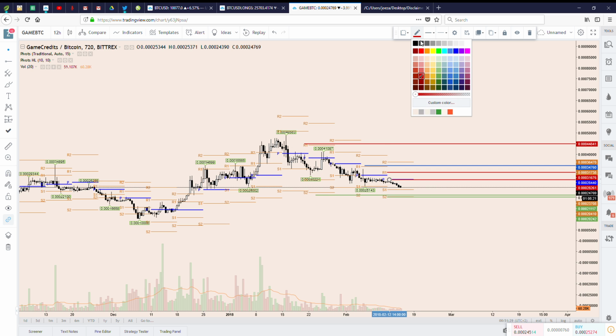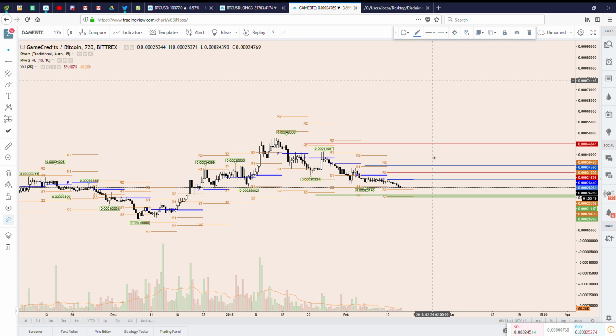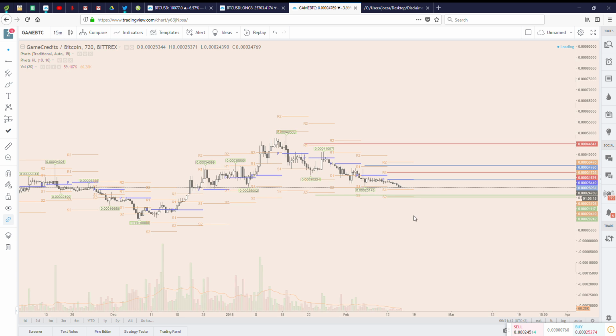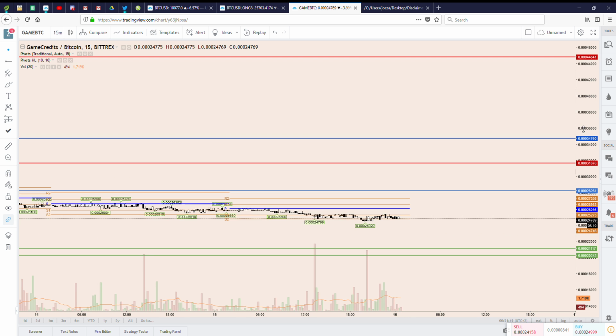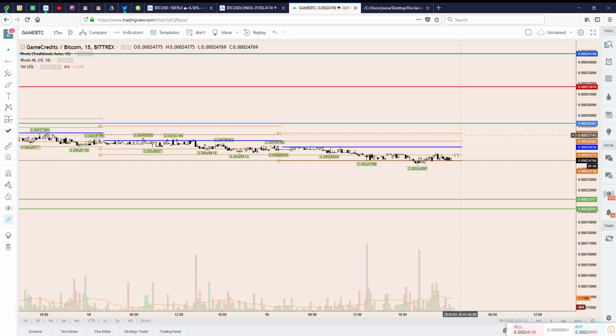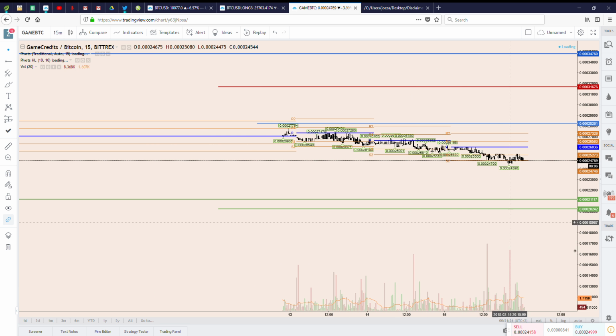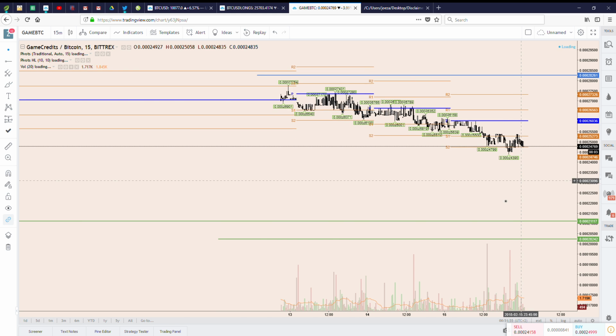Change that to blue. All right. And then I go all the way down into a 15-minute chart. All right. And on the 15-minute chart, literally all I'm looking for is exactly the same thing, and it's pretty clear what's happening.